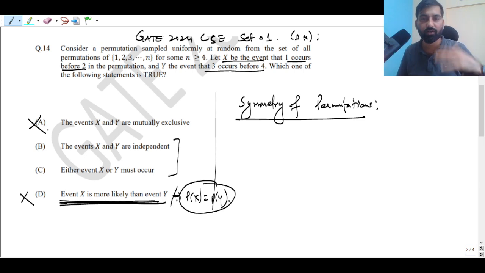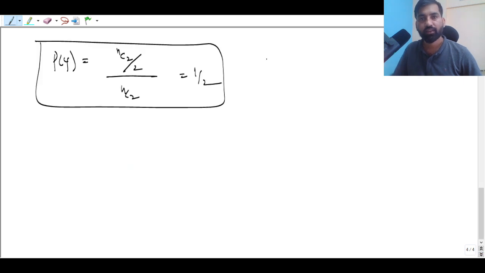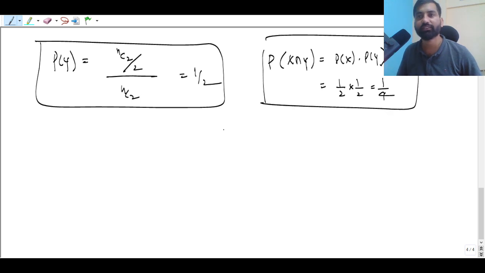What is the meaning of independent here? What is the meaning of independent, guys? Independent means if two events are independent, then the probability of X intersection Y has to be equal to the product of the probabilities. The probability of X is 1 by 2, the probability of Y is 1 by 2, the product of which is 1 by 4, right? And we have to find the intersection of two events and find the probability. That should come out to be 1 by 4. Then only we can say that events are independent. Understand?